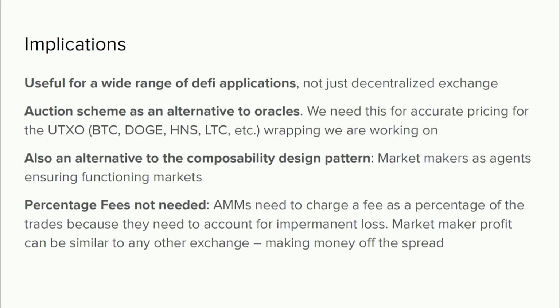And I think it can provide, as a result, an alternative to the composability design pattern. With composability, oftentimes you're hitting other contracts in order to fulfill whatever you're looking to do. Maybe you could just auction whatever it is that you need, and leave it up to market makers to do this composability functionality. AMMs inherently, due to impermanent loss, have some percentage costs, and they need to account for it. We think market makers are capturing the bid-ask spread under this construction, and maybe that can tighten the competitiveness in this space with regards to centralized exchanges, RFQs, and things like that.